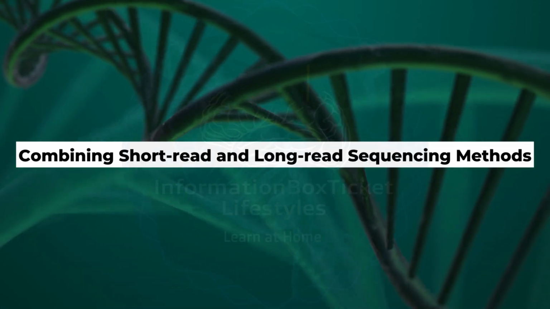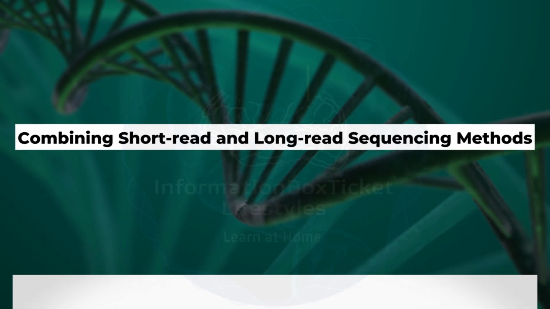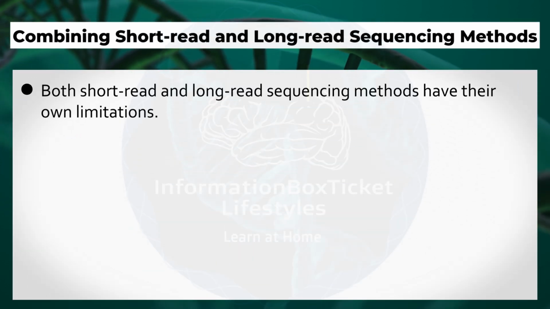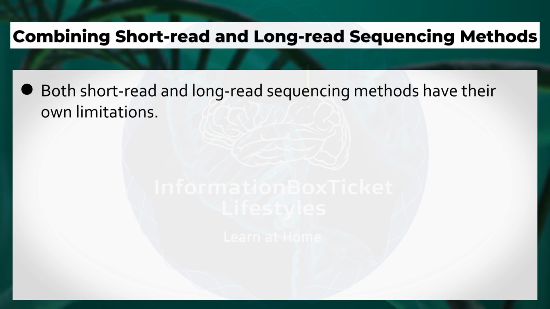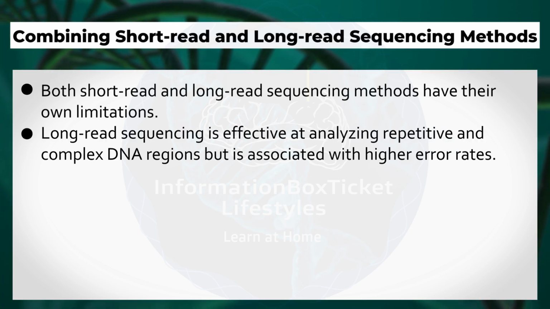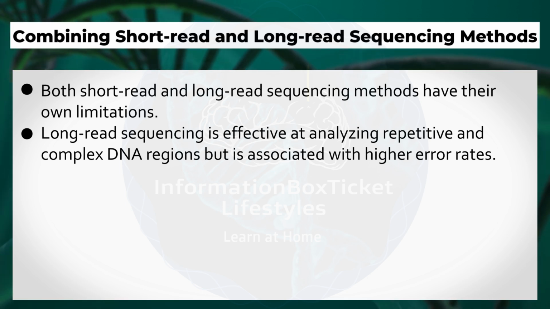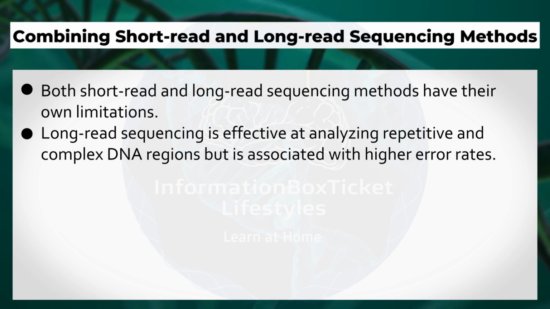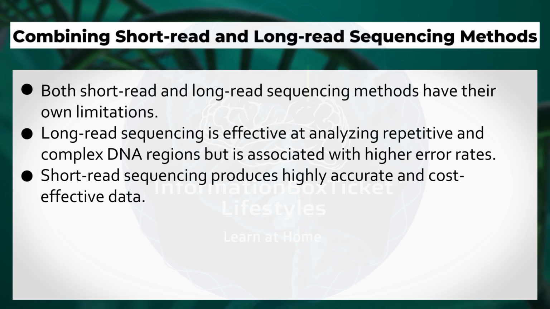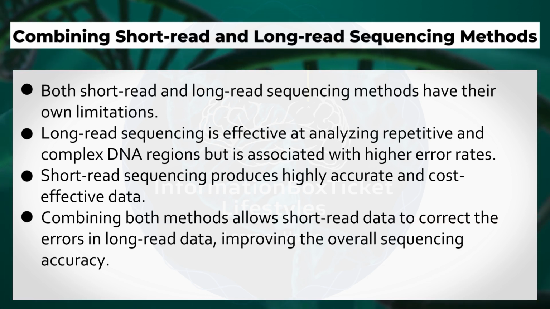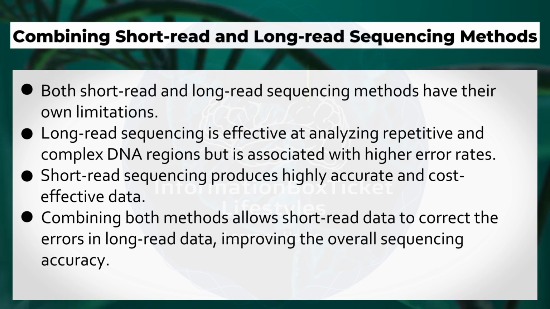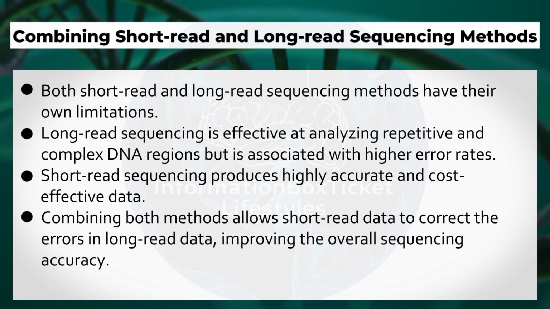Combining short-read and long-read sequencing methods. Both short-read and long-read sequencing methods have their own limitations. Long-read sequencing is effective at analyzing repetitive and complex DNA regions, but is associated with higher error rates. Short-read sequencing produces highly accurate and cost-effective data. Combining both methods allows short-read data to correct the errors in long-read data, improving the overall sequencing accuracy.